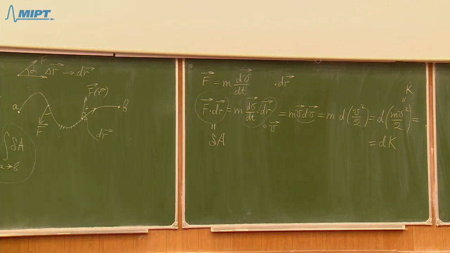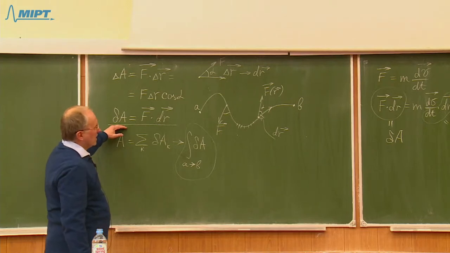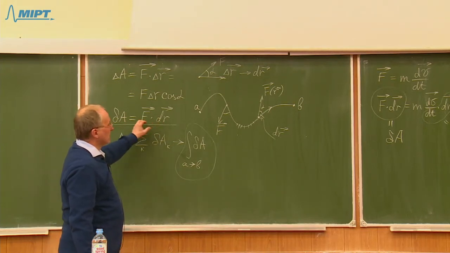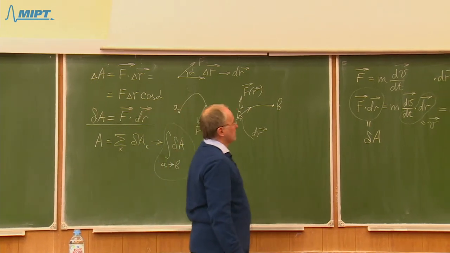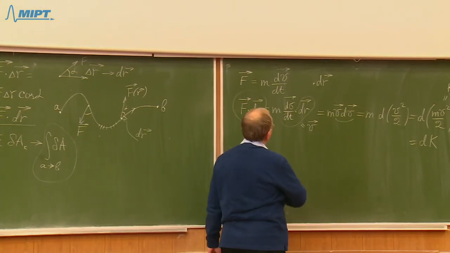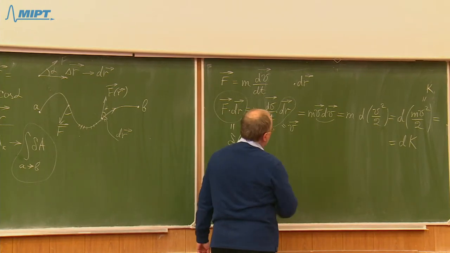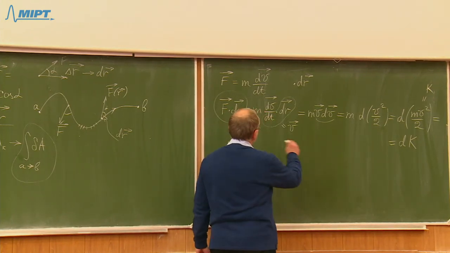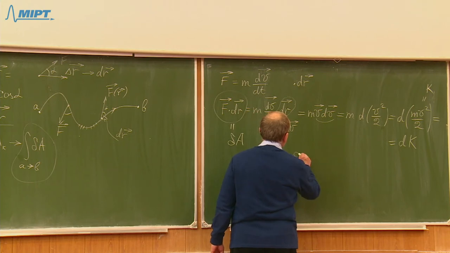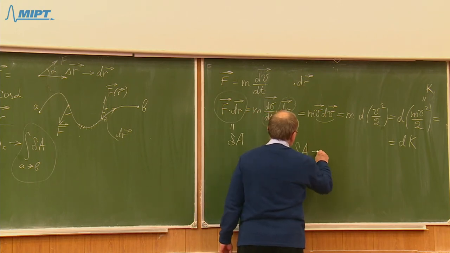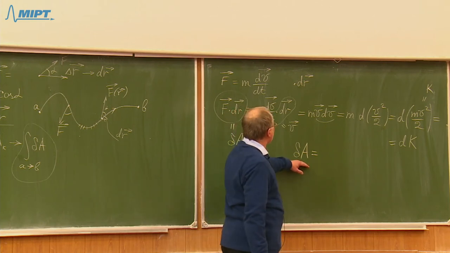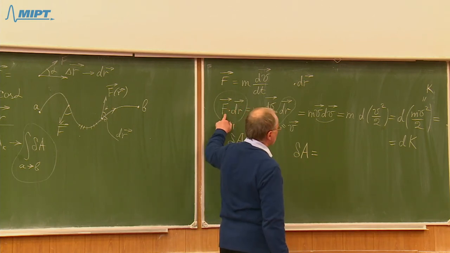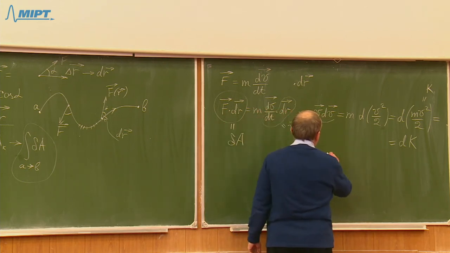Look here at this formula. dA, delta A, by definition, is the scalar product of the vectors of force and displacement. So looking at this derivation, we obtain the result: delta A, an amount of work performed on the particle by some force F, equals the change of kinetic energy of this particle.